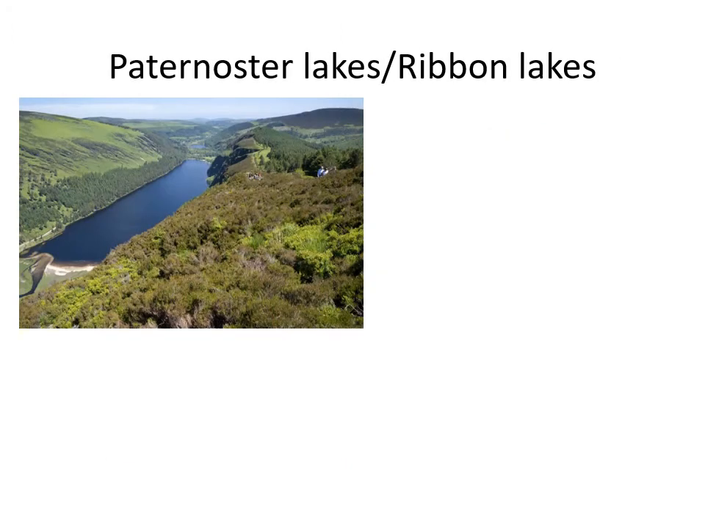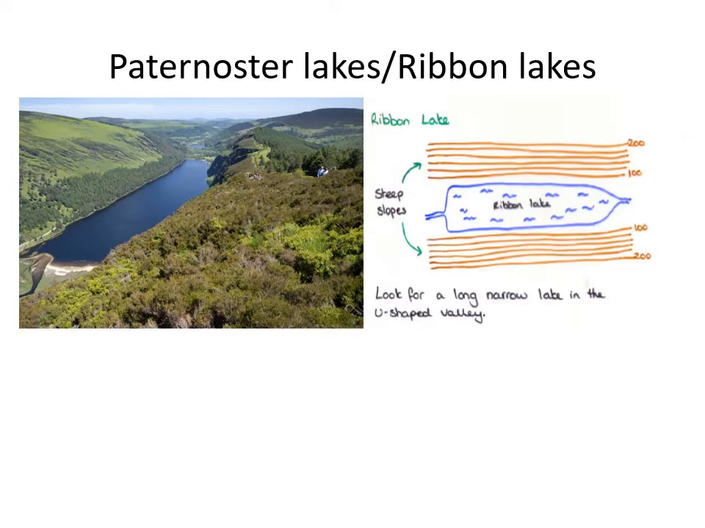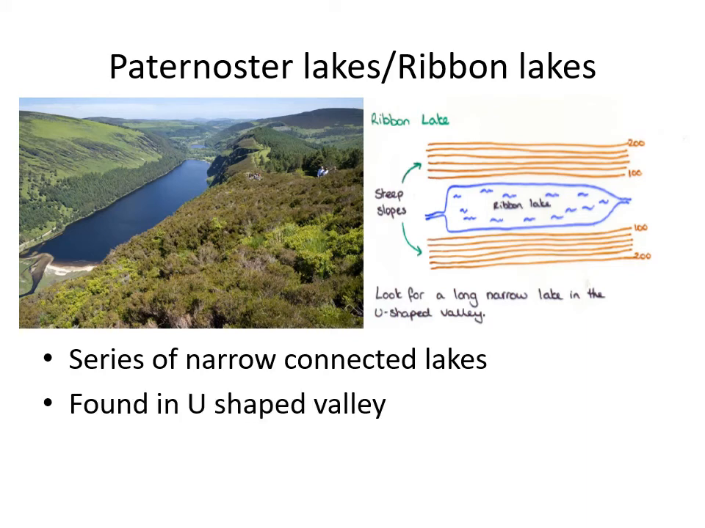Next up, we have our ribbon lakes. Paternoster lakes can be referred to as either. So basically, in the floor of your U-shaped valley, you may have a series of lakes joined together by a river in maybe a rosary bead shape, hence the name Paternoster. How would you recognize them on an OS map? You've got your big lakes within the U-shaped valley, as we can see there. So there are a series of narrow connected lakes found in a U-shaped valley.